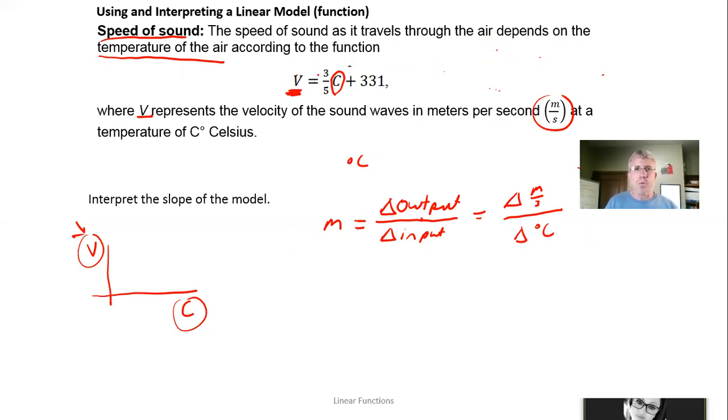So what we're wanting you to recognize is that the slope of a line is always a rate of change, which is just another way of saying a speed. When you're working on a modeling problem, the slope of any line is a speed. And then I can interpret this, right? A 5-degree increase in air temperature causes a 3 meter per second increase in speed. As the density of the air decreases, the sound is able to travel through it faster. Does that make sense?